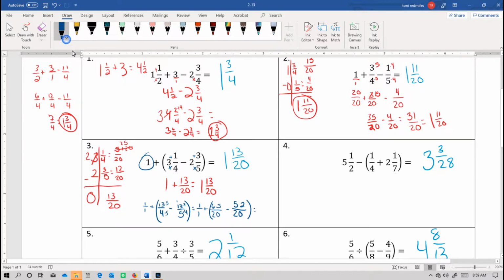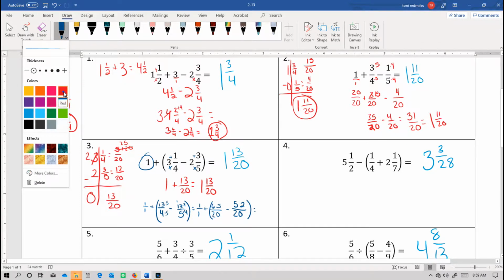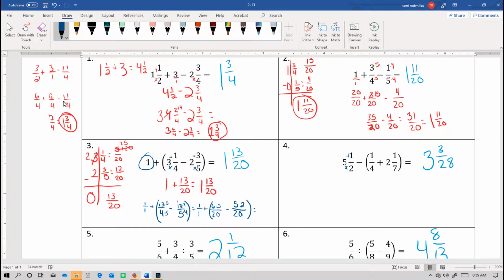All right, so now let's do this one. I'm going to do improper first, actually. So multiply, that's going to give me 5 plus 1 more is 11. 1/4 stays 1/4 plus 14 plus 1 is 15 over 7. My common denominator here is going to be 28. Remember, you can pick any common denominator. You'll get the same answer as me if you reduce.